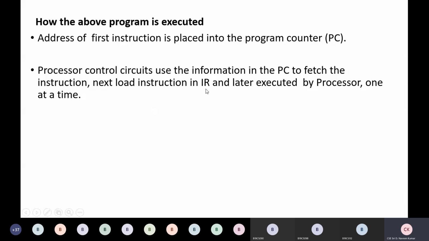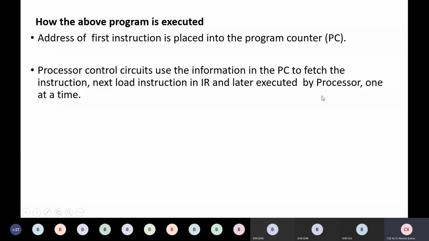Next, the instruction is loaded in IR. While loading in IR, we already know it travels through MDR and then loads into IR. Later it is executed by the processor, maybe with the ALU engaged in processing. So this happens with the first instruction.